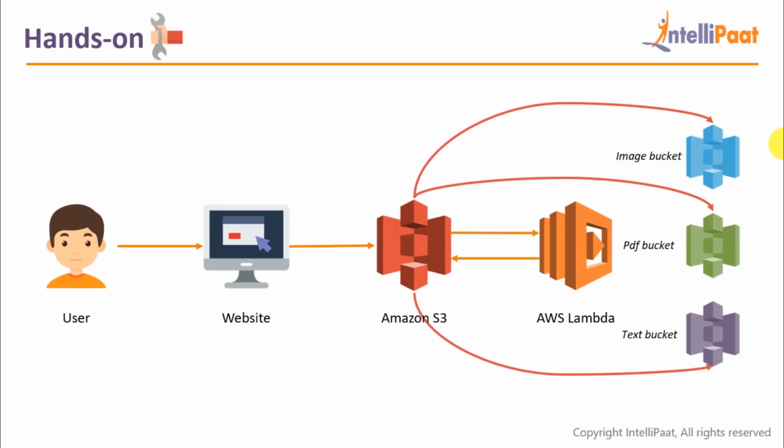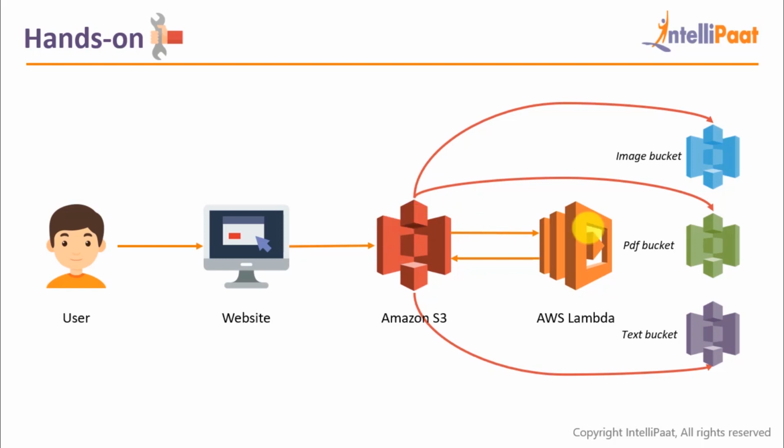I already told you how Amazon S3 works with AWS Lambda. So what we are going to do is create a simple website which can upload a file to the S3 bucket, and whenever a file is uploaded to the S3 bucket, the Lambda function is invoked. We are going to upload 3 types of files: a .jpg file, a .pdf file, and a .txt file.